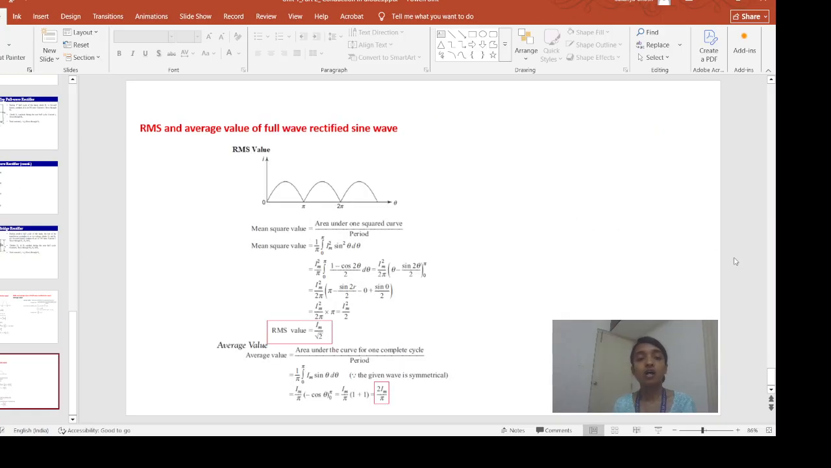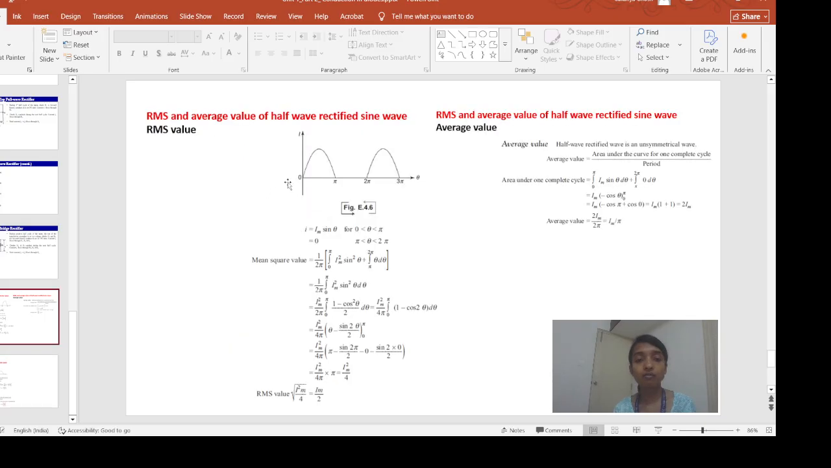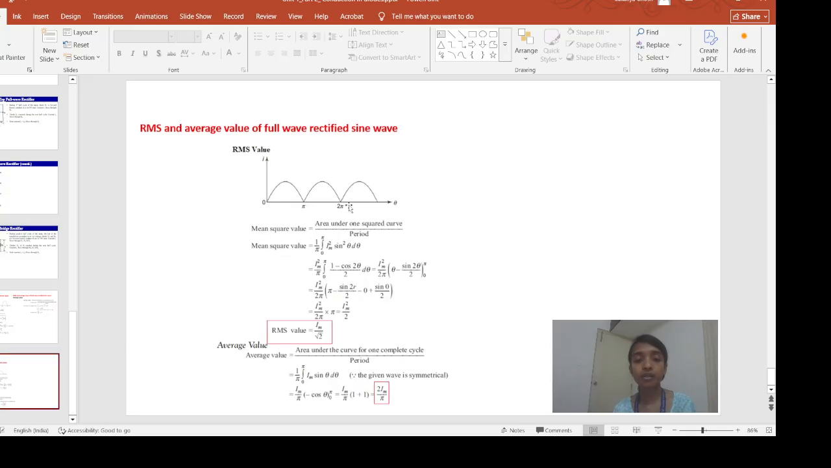Now come to the RMS and average value for the full wave rectifier. Okay, so for the full wave rectifier, we will consider the time period. First we will calculate the mean square value. What is the formula? 1 by capital T integration of 0 to capital T x squared t dt. But for the full wave rectifier, previously for the half wave rectifier we were considering the time period as 2 pi, right? But for the full wave rectifier we will consider the time period as pi, that means T by 2.